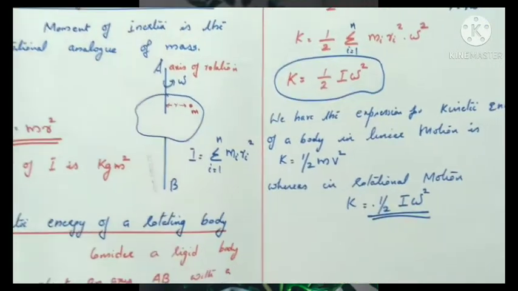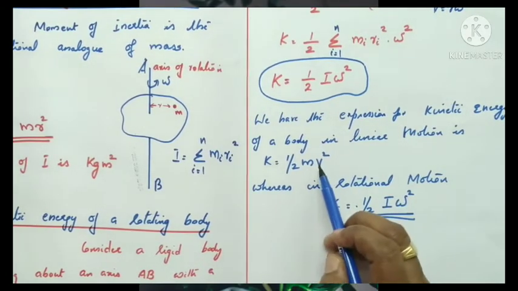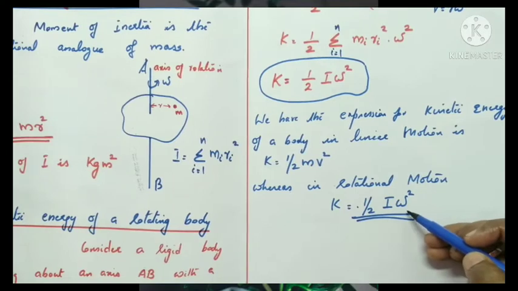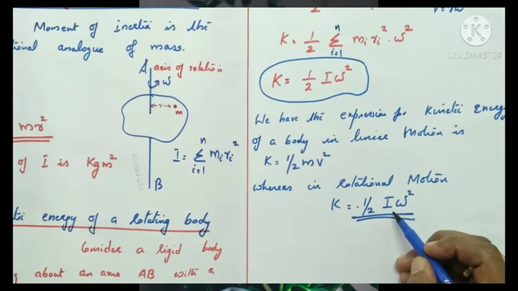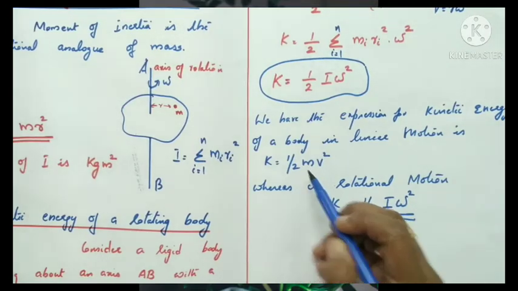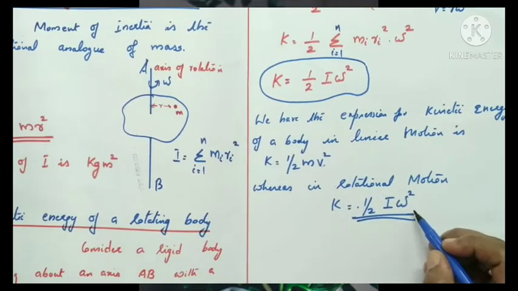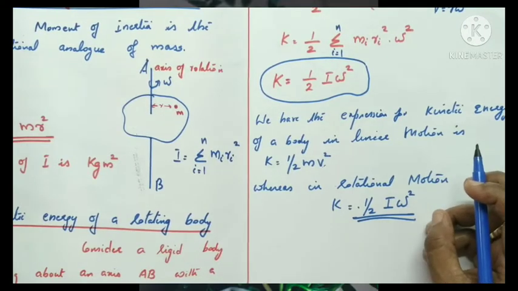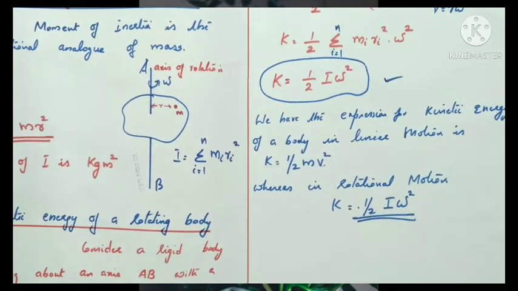We have the expression for kinetic energy of a body in linear motion. Linear kinetic energy is given by half mv square, whereas rotational kinetic energy is given by half I omega square. We can compare it. Mass in linear motion corresponds to I in rotational motion. Therefore it is called the rotational analog of mass. In linear motion velocity, in rotational motion angular velocity. Okay children, so rotational kinetic energy of any rigid object rotating about a given axis is half I omega square.